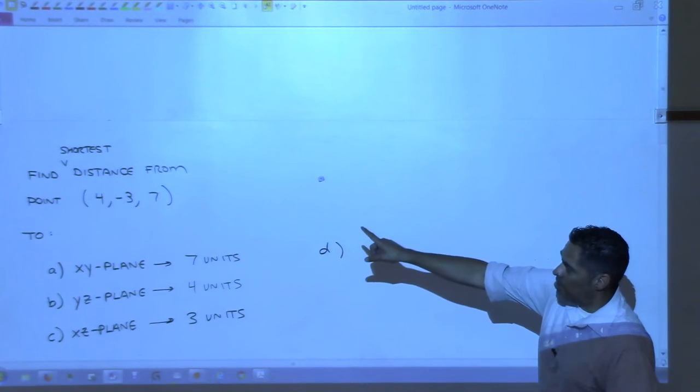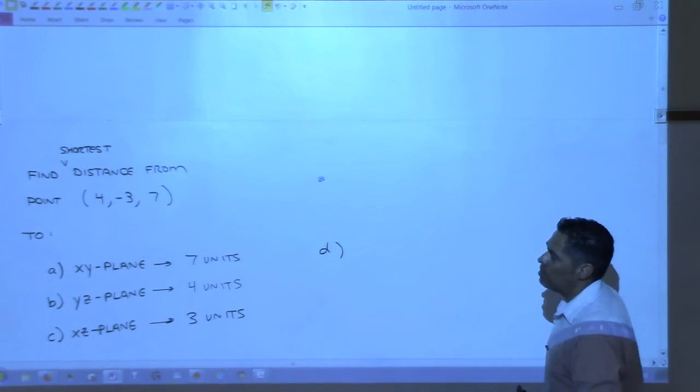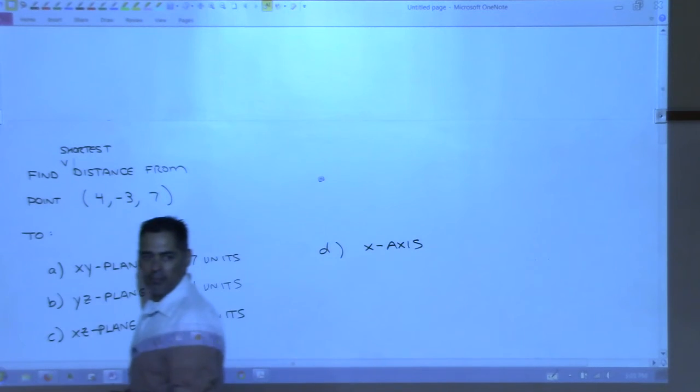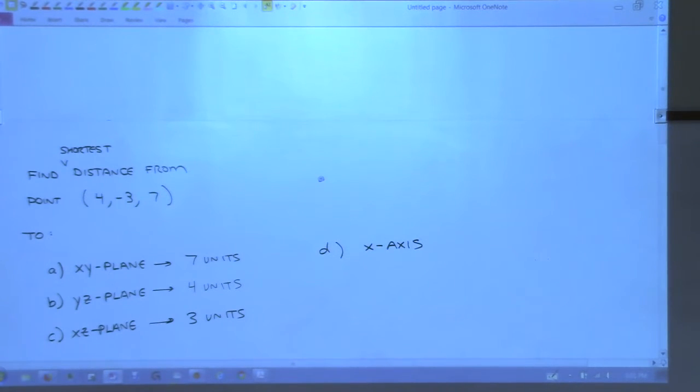Find the shortest distance, so I'm just continuing, find the shortest distance from that point to the x-axis. Now that's different. So let me start out. Let me walk to my point again here. I'm supposed to go out that way 4. This way 3, and up 7. So I'm up there, right? I want to know the shortest distance between that point and what? The x-axis, which is right here on the ground, right? So from there down to there.